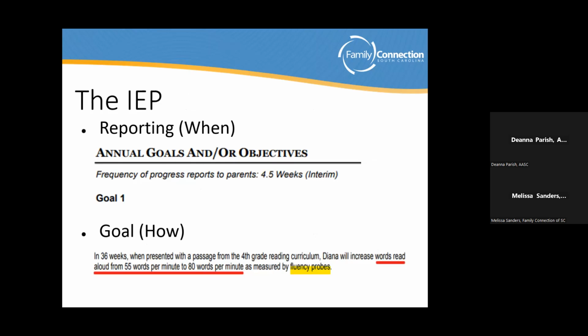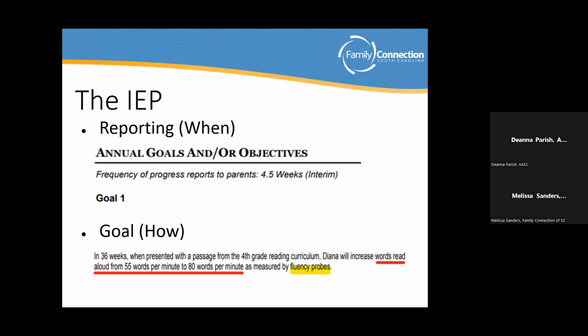Most districts in South Carolina continue to use the Enrich IEP system. So I took a quick screenshot of the reporting notation on the IEP. So when is it reported? In this particular IEP that I was looking at, it's under the title of annual goals and objectives. In that line, the frequency of progress report to parents is 4.5 weeks. So it's an interim. If we think of a typical 9-week period of how school is divided, this particular child's IEP progress reporting would happen every 4.5 weeks.